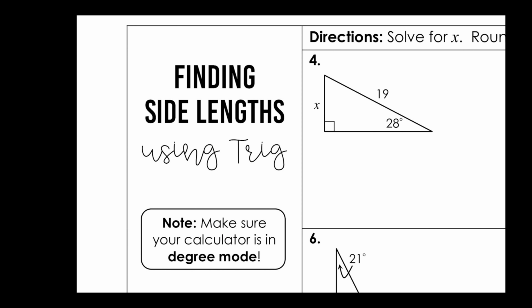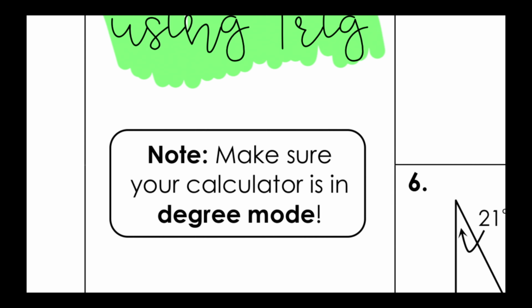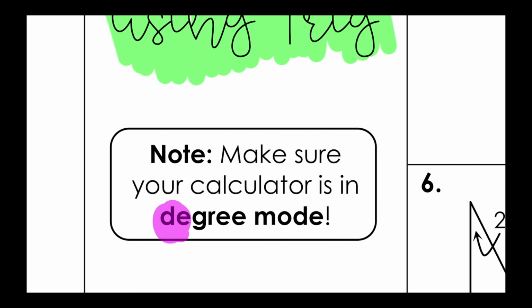Okay, so now we're going to look at finding side lengths using trig. We're going to need our calculators, and different calculators are different. Make sure your calculator is in degree mode. Different calculators have different ways of showing that. On the front screen, you may see a D or an R or a deg or a rad. Make sure it's on deg or D, not R. R is radians, which is something we will talk about later. That's a different way to measure angles.